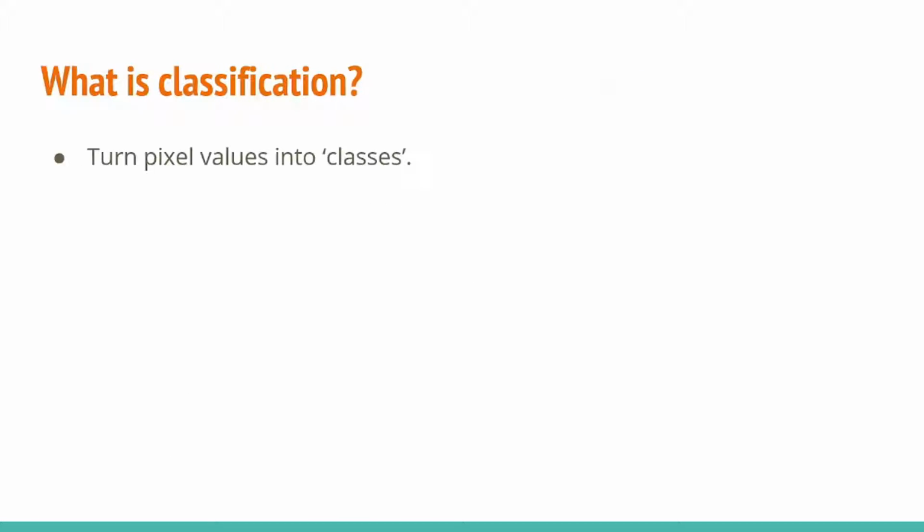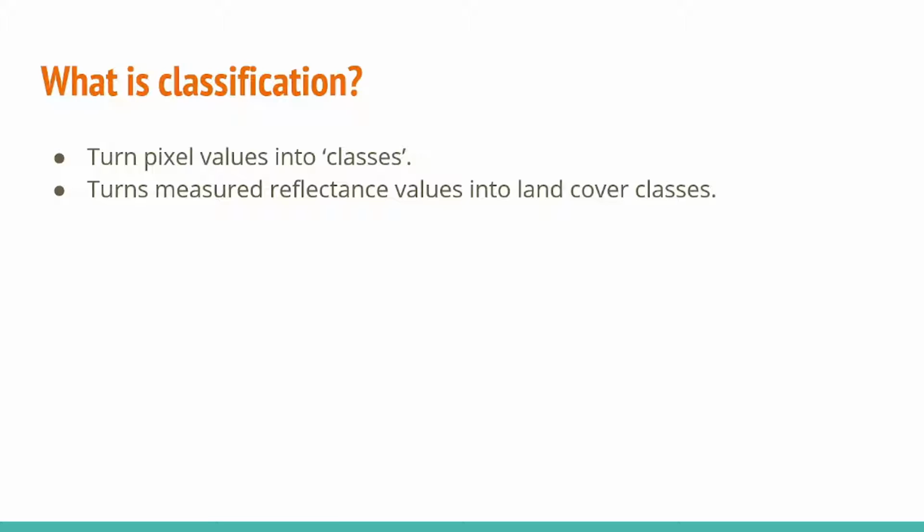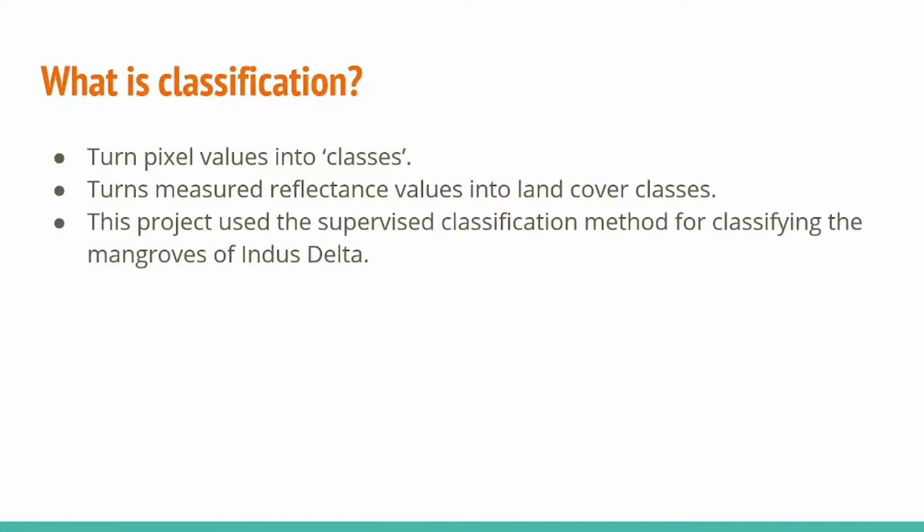What is classification? Classification is basically turning the pixel values of the satellite images into classes. What it does in the background is that it turns the measured reflectance value into land cover classes. This project used the supervised classification method for classifying the mangroves of Indus Delta.